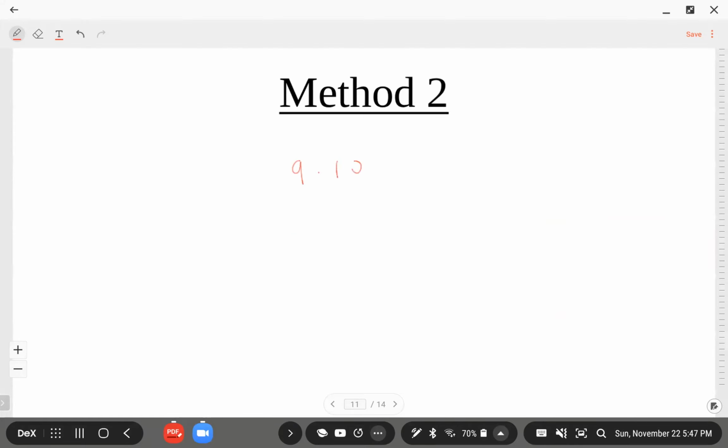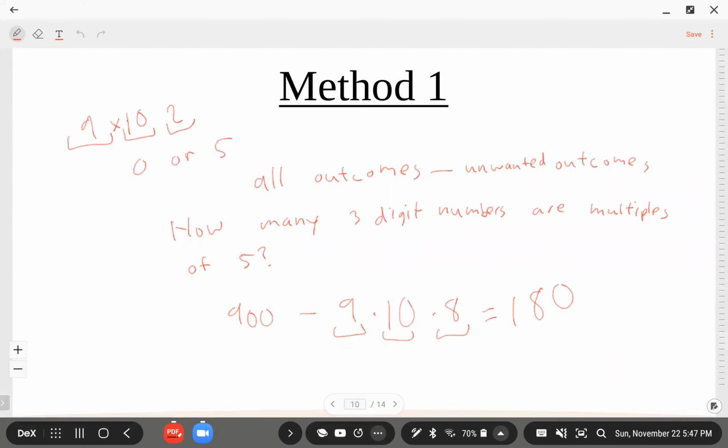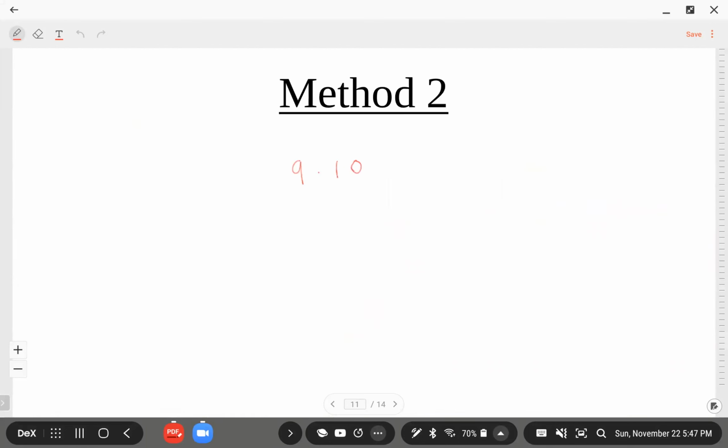Let's use the same problem. Case by case, if you want to solve it, it's just going to be 9 times 10 times 2. Get 180 right off the bat. And you can see that case by case is much more effective for this problem. So case by case, you can just solve for the actual possibilities, the wanted outcomes.